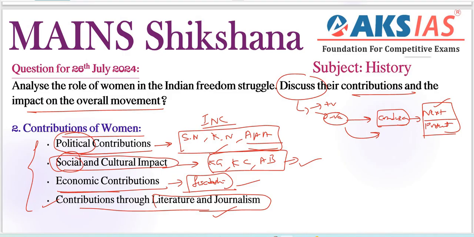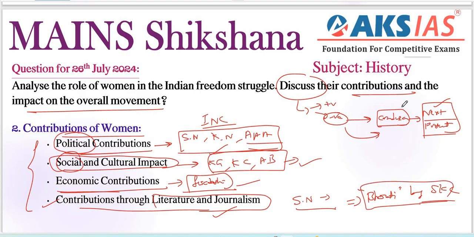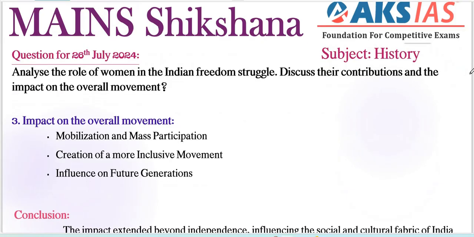Next, the contributions to literature and journalism. Here we can include Sarojini Naidu and Begum Rokeya Sakhawat Hossain, who used their literary talents to inspire and mobilize people. We especially need to give some examples of publications. That is Bharati, publications edited by women. Bharati by Subhadra Kumari Chauhan, very important, actually spread nationalist ideas at that time. Very important. Next, we need to go to our impact.